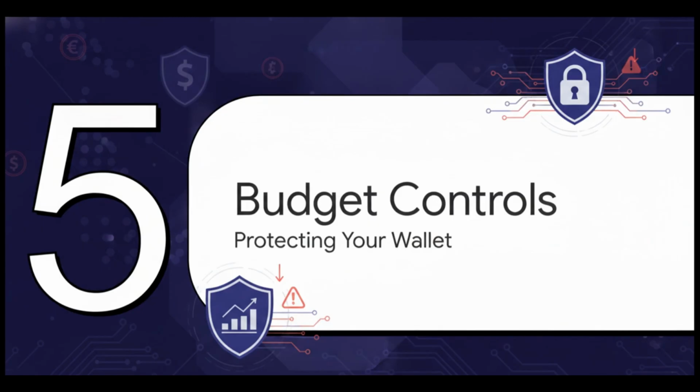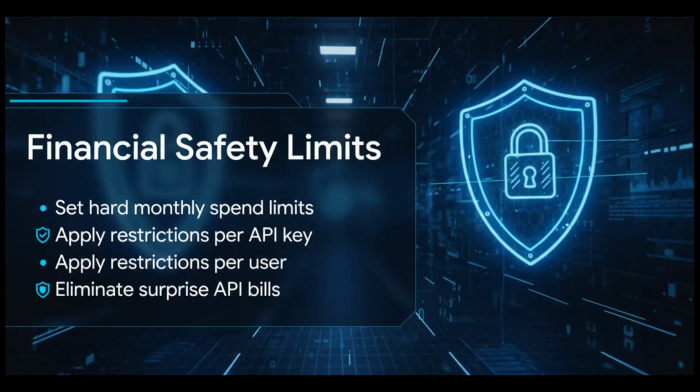Section 5. Budget controls and limits. Protecting your wallet. If you manage a dev team or build automated CI/CD pipelines that trigger AI agents, you absolutely need strict financial safety nets. We've all heard the horror stories of scripts getting caught in an infinite loop and racking up massive API charges overnight. Well, Kimchi solves this natively. It features built-in hard monthly spend limits. You can apply these restrictions directly per individual user or per API key. This guarantees that you're never going to wake up to a surprise $500 bill just because a subagent got a little confused. You maintain total granular control over your development budget.